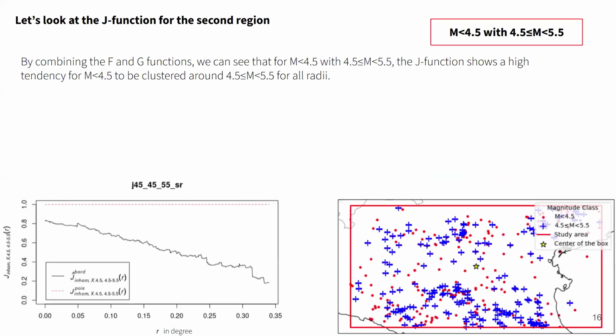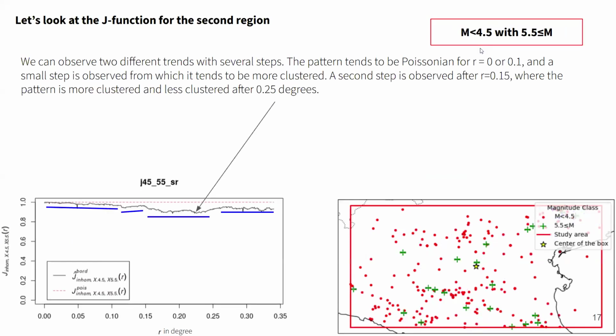So for the second area, I did the same. We still observe a clustering effect. So 4.5 to 5.5 are clustered around less than 4.5. And if we increase again the magnitude, since we saw that the distribution is more homogeneous in space for that region, if we increase a bit the magnitude, the J function tends to be very close to the Poissonian one. So maybe in that case, it is not usable.